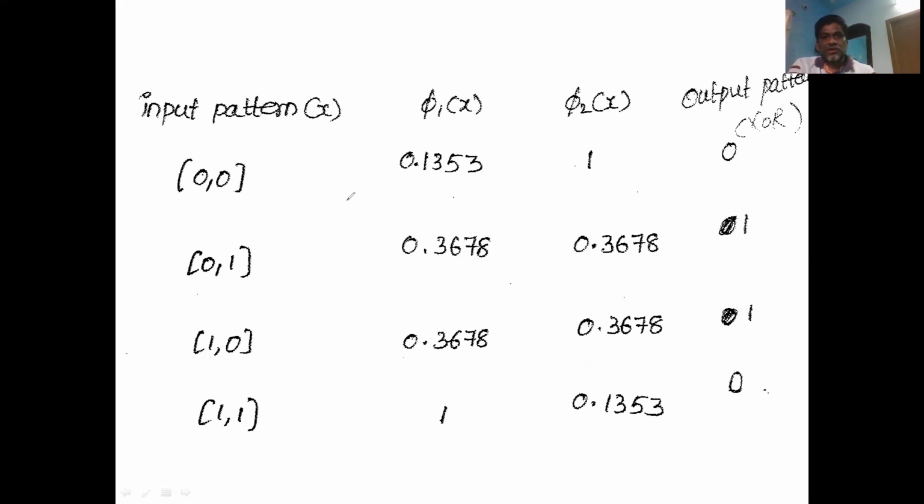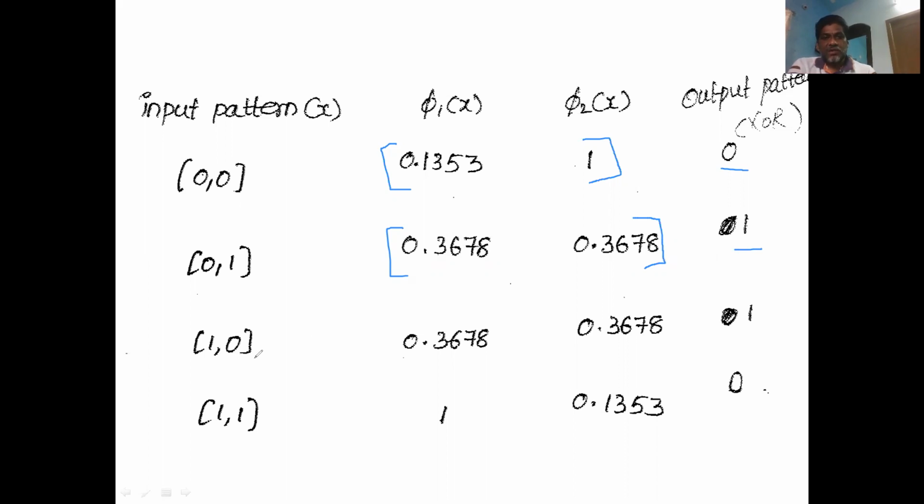Okay, so now the new input pattern in the high dimensional space becomes 0.1353, 1 with output label 0. So from here onwards, we will consider this as input pattern and this as output label. Okay. Similarly, we need to calculate the new values for the remaining input patterns also. So for 0 comma 1, it will be calculated as 0.3678, 0.3678. So now this becomes the new input pattern in the high dimensional space with the label 1.